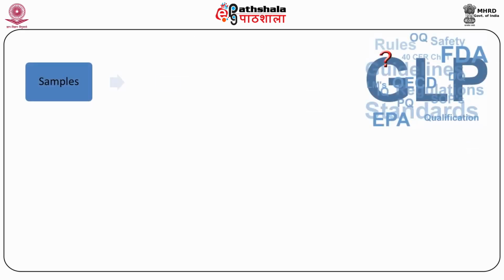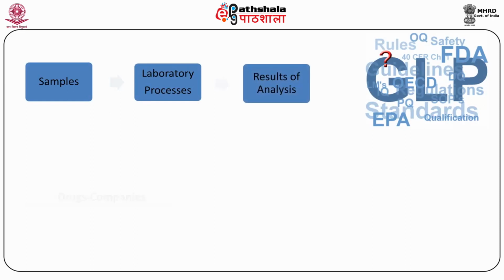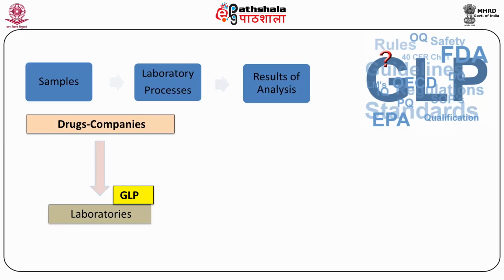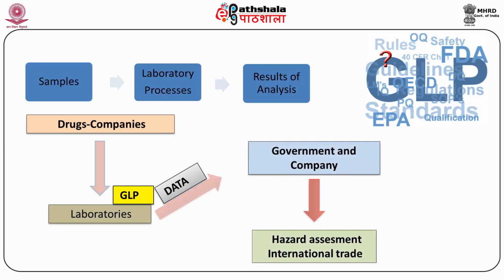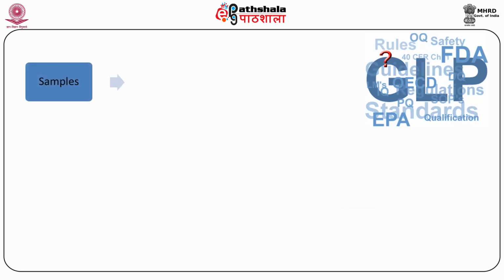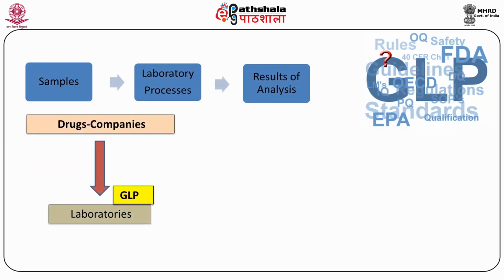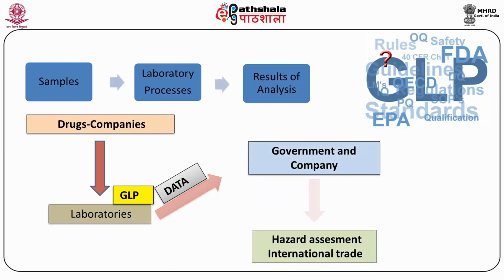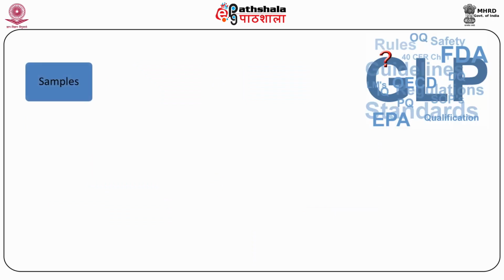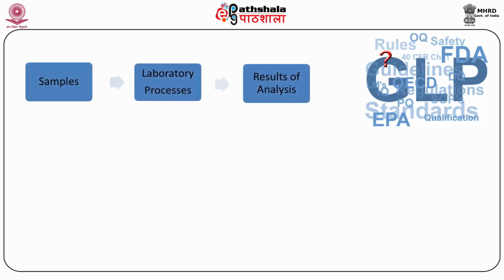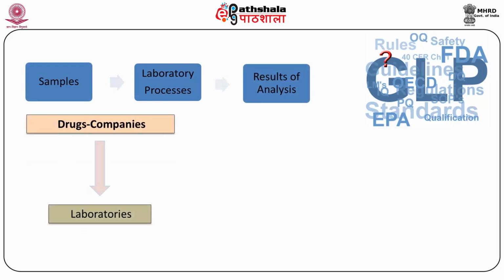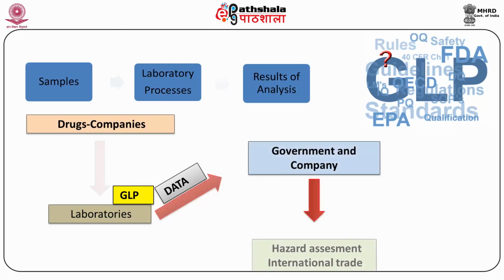So this is the overview of GLP involved from sample processing to result analysis. Whenever samples come into the laboratory, they go through different laboratory processes, and then the results obtained are analyzed and documented. Let's consider an example of a drug company. When a drug company gives any project to the laboratories, then in that laboratory GLP principles are applied and assessed. Out of this GLP, data are generated in the laboratory, and this data goes to the government and company, which are the sponsoring organizations. In this company, the hazard assessment is carried out, and after this assessment, international trade is formulated and executed.